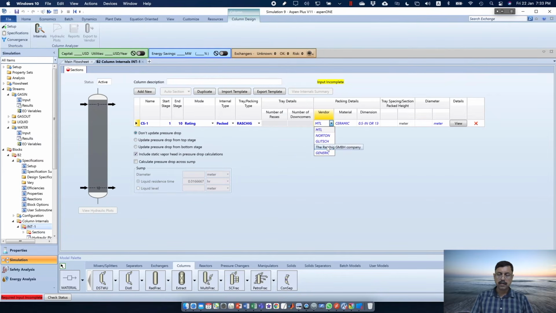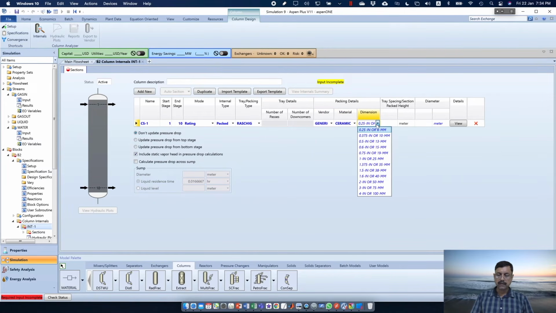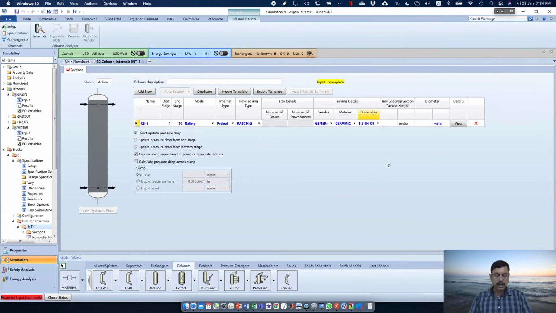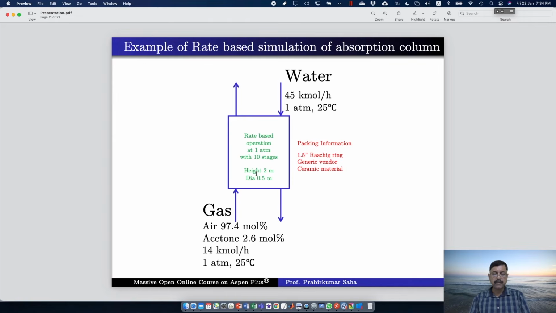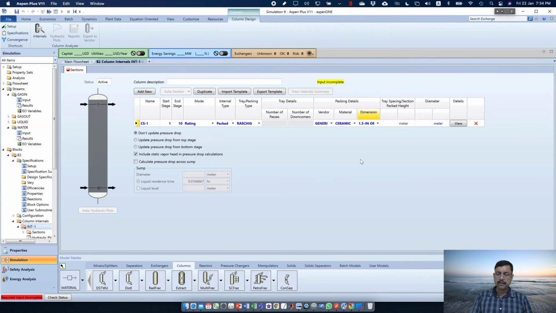generic vendor, material is ceramic, and dimension 1.5 inch. And then packing, it is said 2 meter height and diameter 0.5 meter. So section packed height is 2 meter and diameter is 0.5 meter. So the information is complete. We can run the simulation.